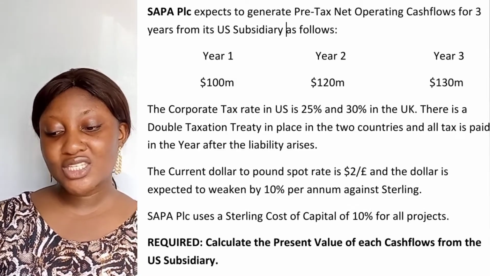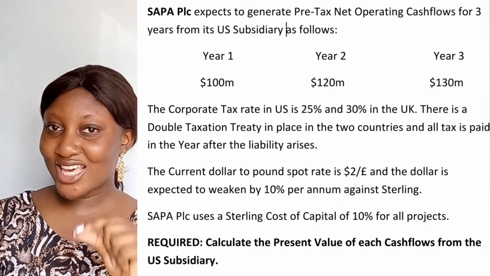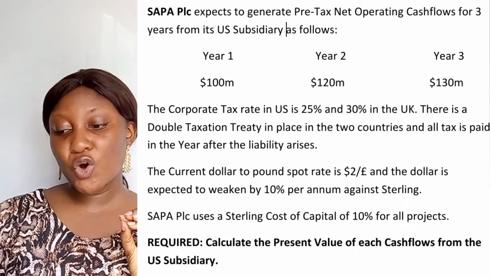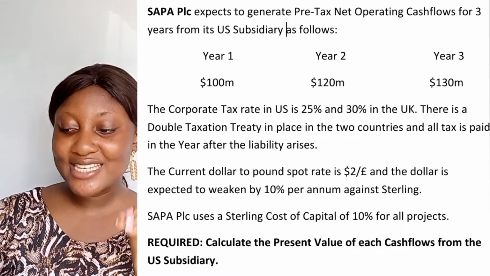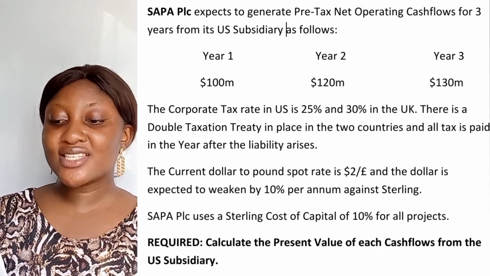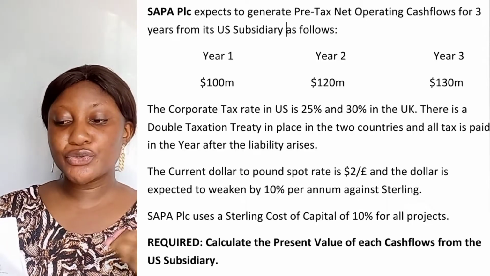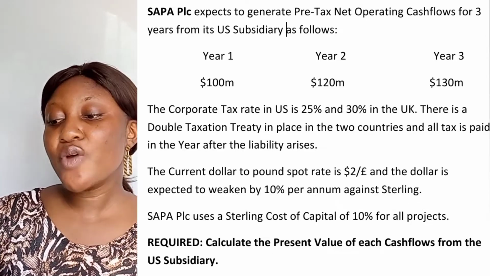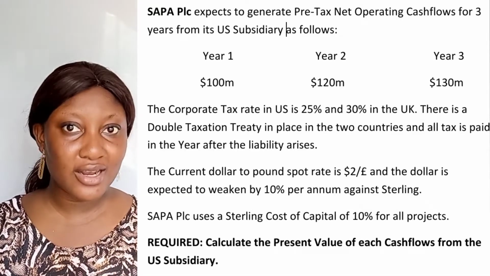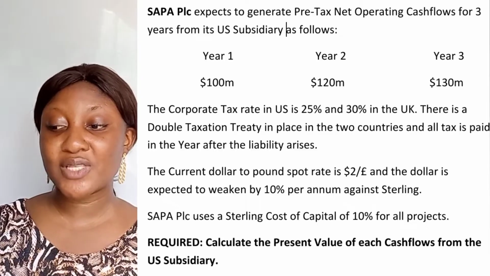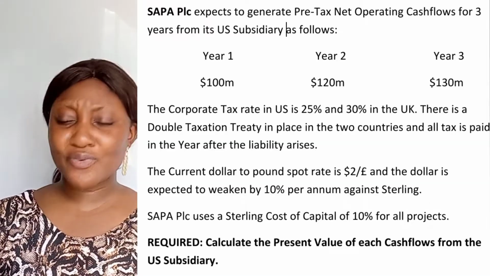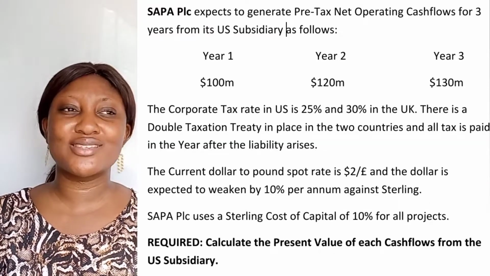The corporation tax rate in US is 25% and 30% in the UK. There is a double taxation treaty in place in the 2 countries, and all tax is paid in the year after the liability arises. That means in arrears, right? The current dollar to pound spot rate is $2 to £1, and the US dollar is expected to weaken by 10% per annum against sterling. SAPA PLC uses a sterling cost of capital of 10% for all projects. Required: calculate the present value of each cash flows from the US subsidiary.